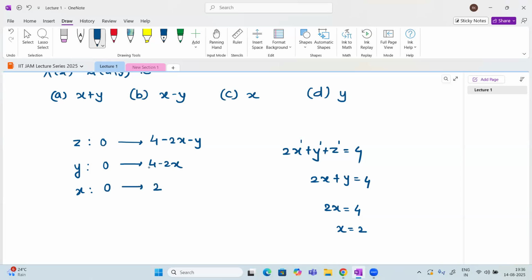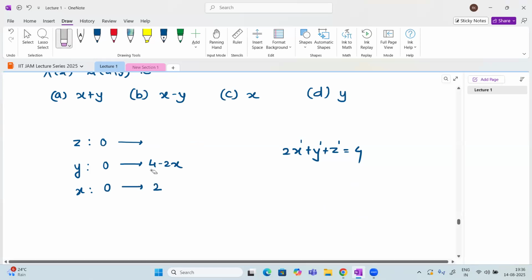Can you please explain once more? Okay, no problem. See, the single equation we had: 2x plus y plus z is equal to 4, right? With the help of it, we have to find the upper limit of z. So I will keep z on one side.